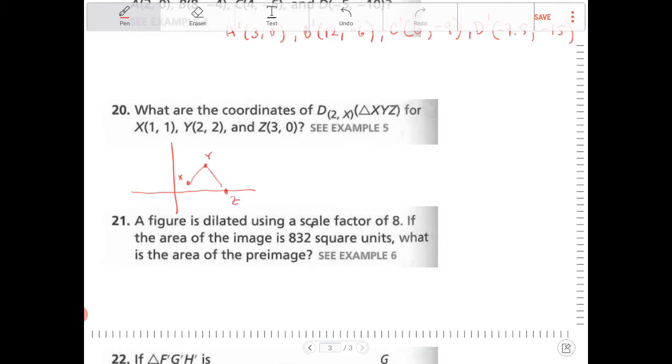And we're dilating this by a factor of 2. Okay, so from x to y, we're going up 1 and over 1, right? So if we multiply by 2 and 2, so y prime, what will that be? It will be 1 plus, I'm going to be moving a distance of 2 up and 2 over. So 2 and 1 plus 2. So y prime is 3, 3.